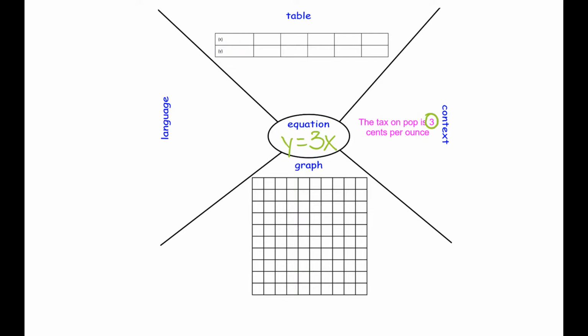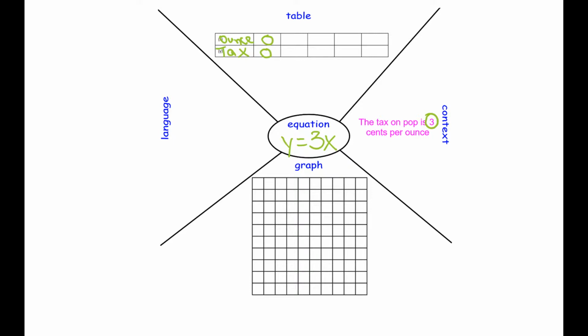Then I usually like to go to the table before I make the graph. That's just what I like to do. So I'm going to say that my x is going to be my ounce. I just like to label it so I know what I'm talking about. And then the y is the tax. So if I would have 0 ounces of pop, then I'd have 0 amount of tax, which is in a proportional relationship. Remember, it always starts at 0, 0, or it goes through the origin.